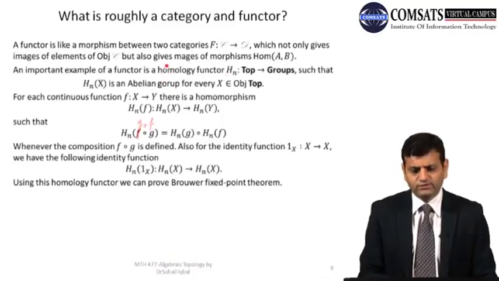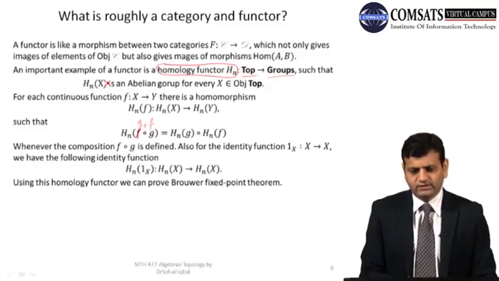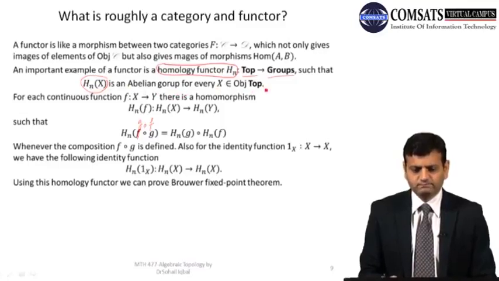So consider the homology functor. We can just consider this as a function from the category of topological spaces to the category of groups. What this functor does is it takes topological spaces and gives me abelian groups. Basically, if X is any object of Top, or in other words any topological space, then Hn(X) is an abelian group for every X in the objects of this category.